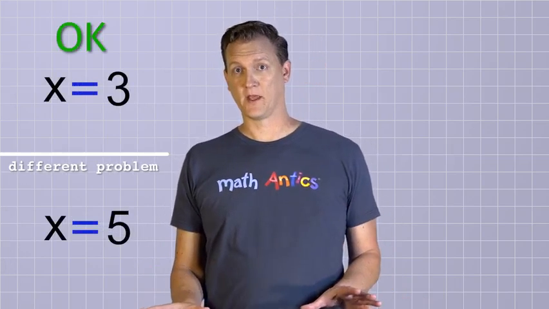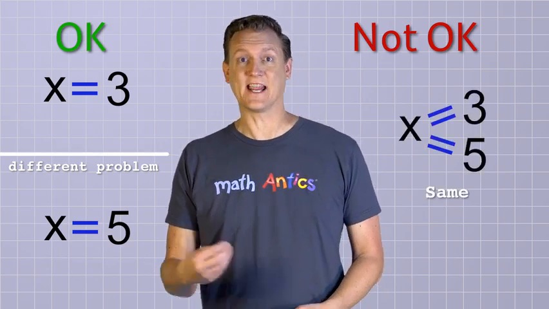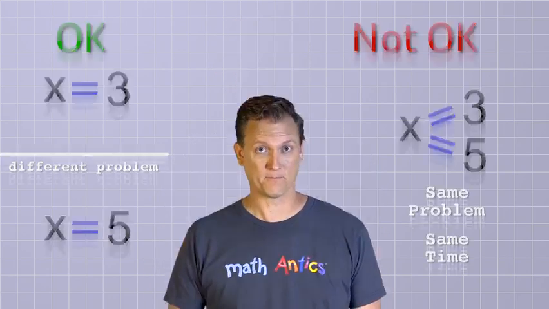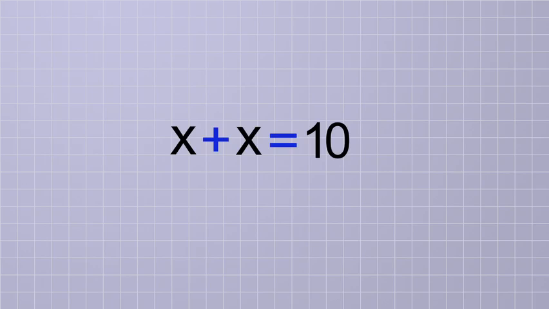That's okay. But what's not okay is for a symbol to stand for different values in the same problem at the same time. For example, what if you had the equation x plus x equals 10? This equation says that if we add x to x, we'll get 10.